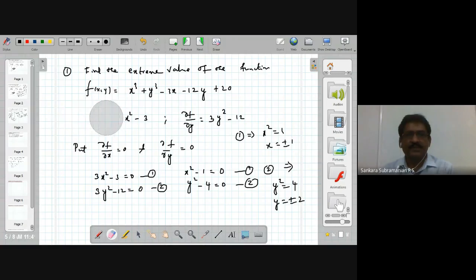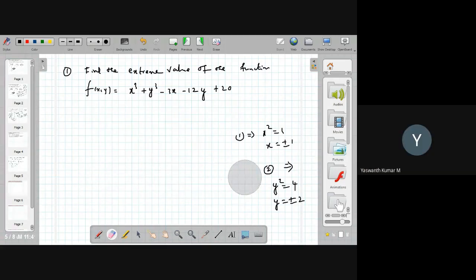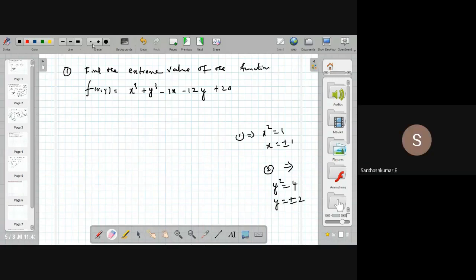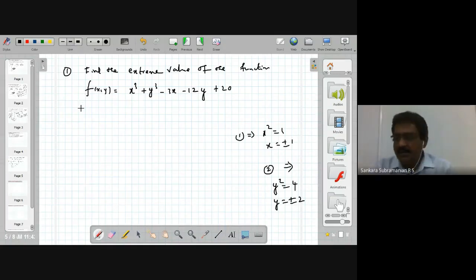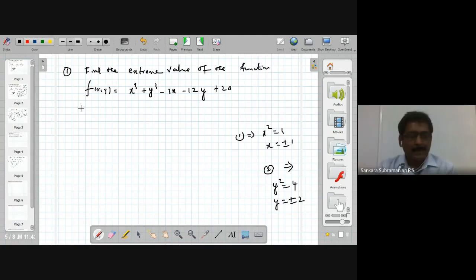So therefore the stationary points are, can you tell me what are the stationary points? How many points you have? 4 points. You have all combinations, right? Some said 8, how did you get it? No, x can take the value plus or minus 1, and y plus or minus 2.